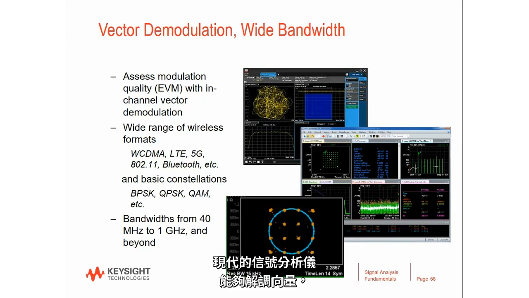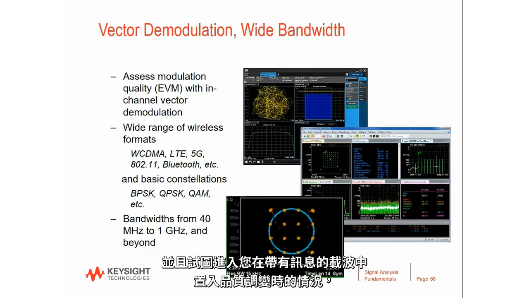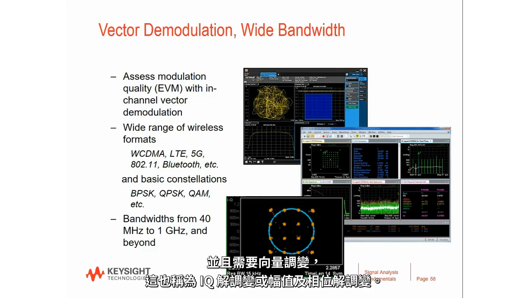Modern signal analyzers are capable of vector demodulation. This is when the analyzer is looking at an intentional transmitter, like a communication device of some kind, and trying to assess the modulation quality that you are imposing on that carrier to carry information. This is an in-channel measurement, and it requires vector demodulation, sometimes called IQ demodulation or magnitude and phase demodulation.